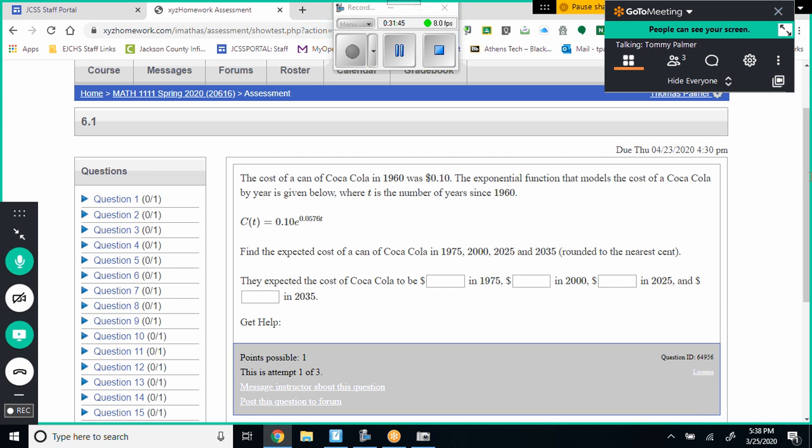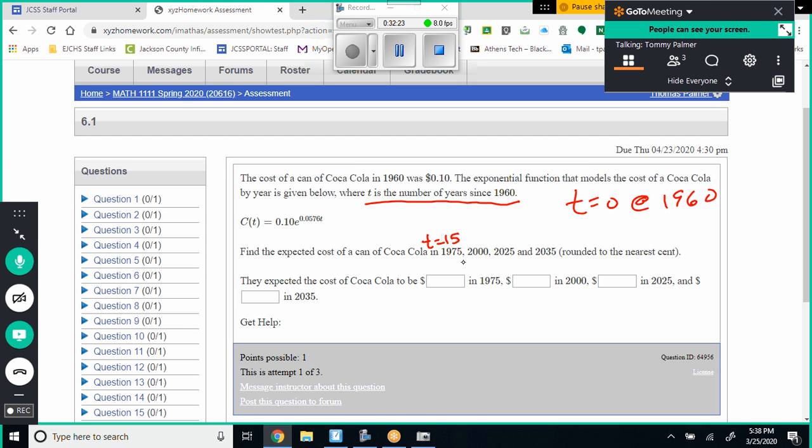They tell you that in 1960, a Coca-Cola was 10 cents, right? And then they say the cost formula for Coke is 10 cents times e raised to the 0.0575, I think, times t. But t is the number of years since 1960, so t equals 0 at 1960. They want to know the expected cost of Coke in 1975. Well, that would be where t is 15, right?